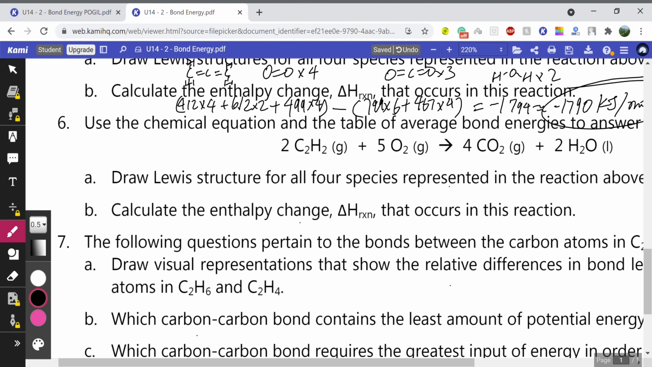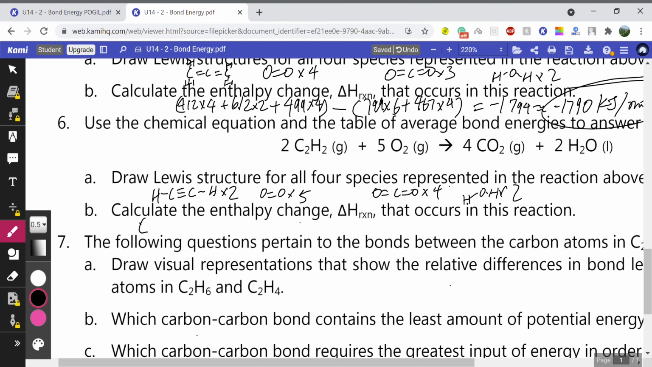Draw the Lewis structure for all of them. So C double bond C, single bond H. Oops. This one is drawn a little bit differently. This is C2H2. So triple bond. We're gonna need a triple bond over here and a single bond over here. That's good. Times 2 plus O2 times 5, and then CO2 is C double O times 4, and H2O times 2. So same thing as above.